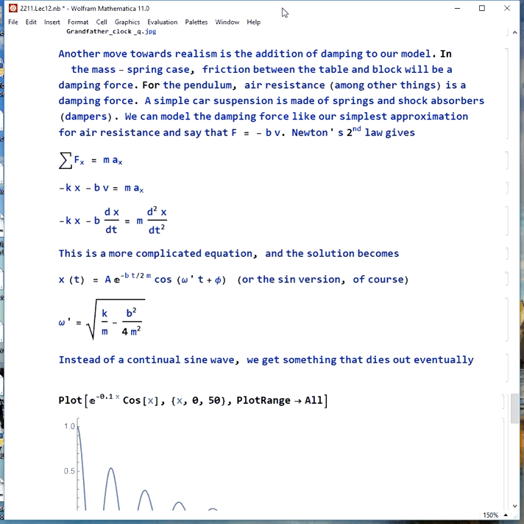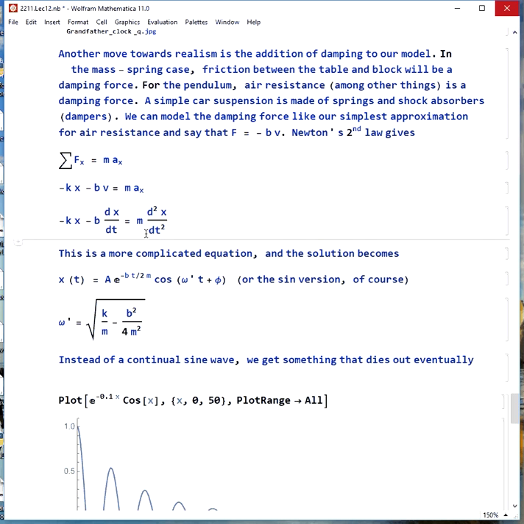We can model this damping force rather than using friction, which is a little bit of a mess. We can model it like our simplest formula for air resistance and say that the force is negative bv. We put this in Newton's second law and get what again looks very simple: negative kx minus bv equals ma. But again, this is a differential equation, not an algebraic equation. And this is a worse differential equation. This is a bigger mess.